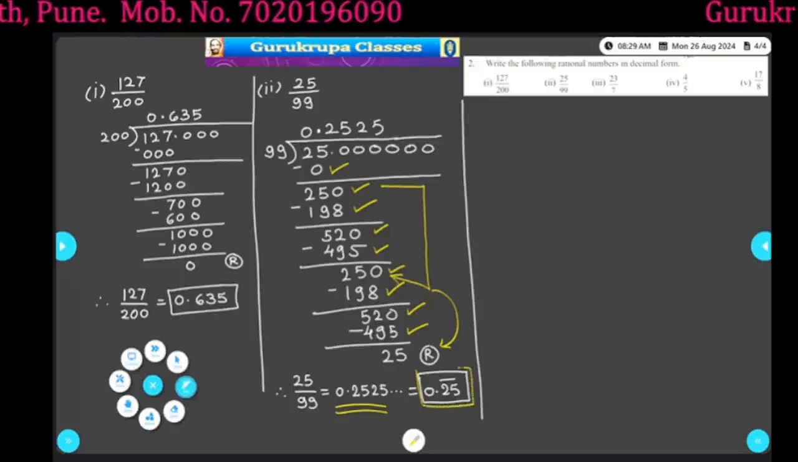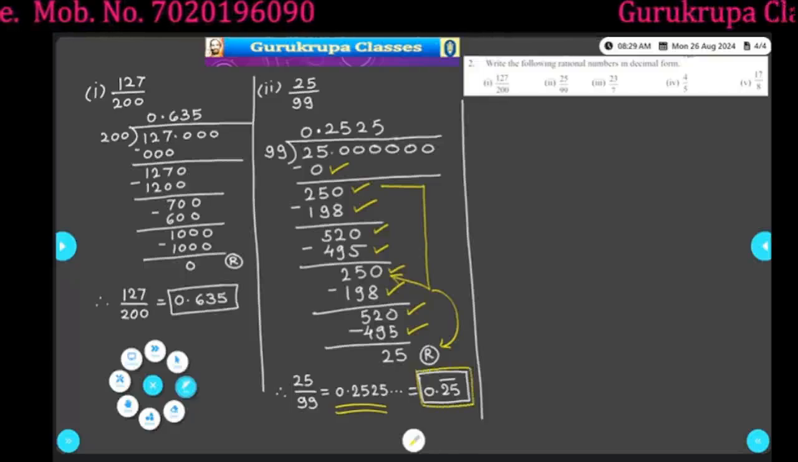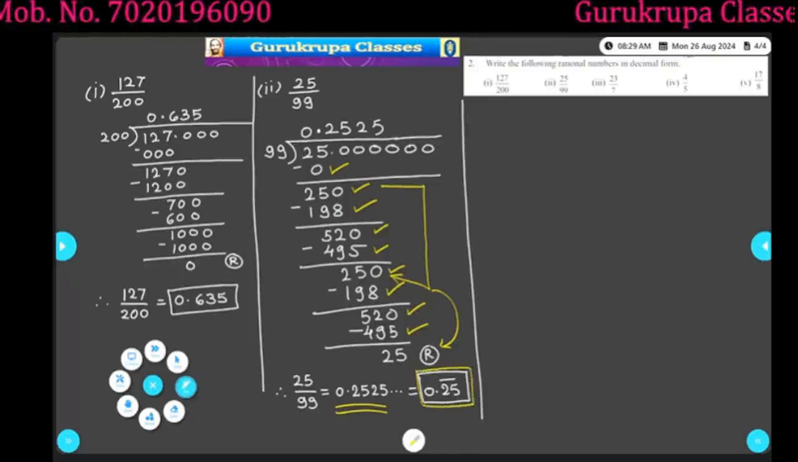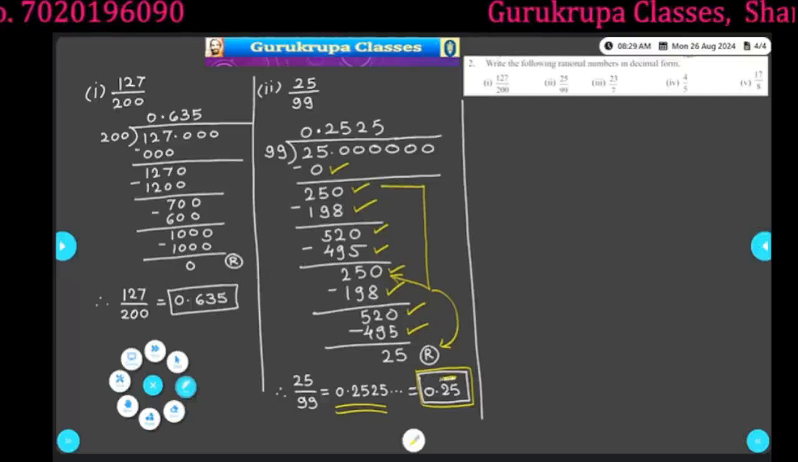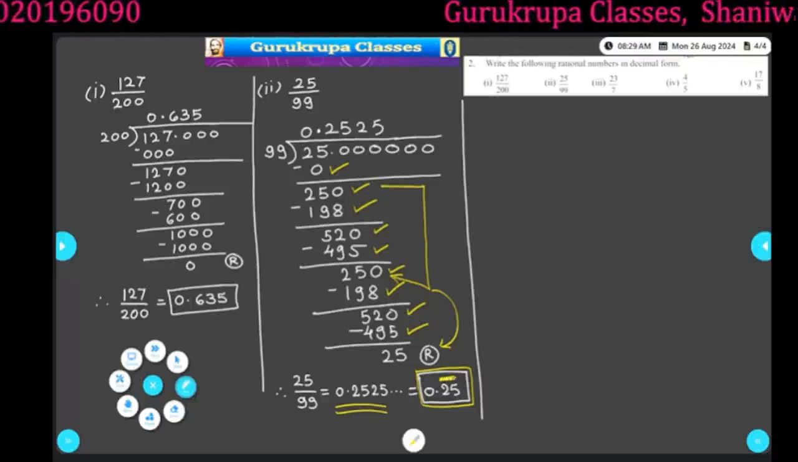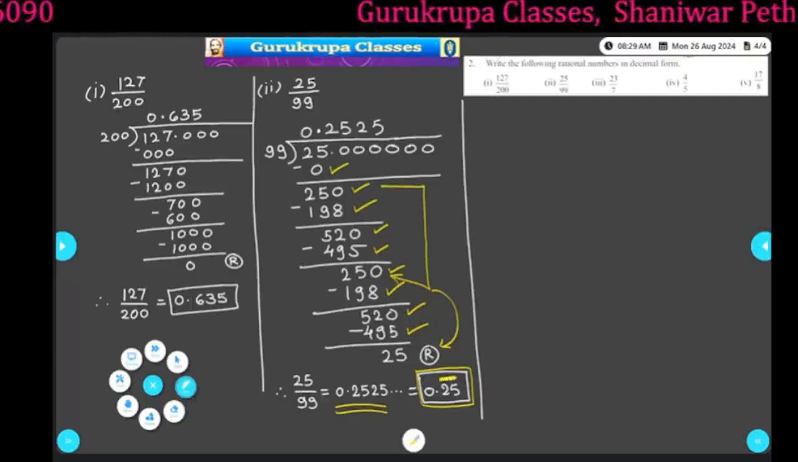As we know, for a recurring digit or group of digits, we take a bar over it. So a bar on the upper side of the 25. So we get the decimal form here, that is 0.25 with a bar over it.